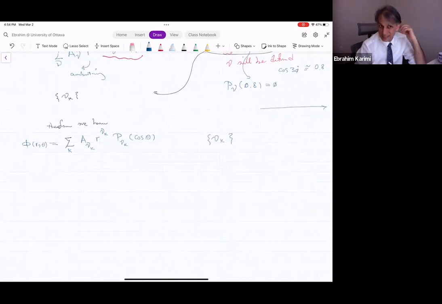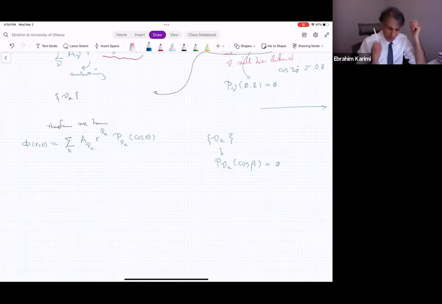And remember, nu k are the set of indices of Legendre functions which give 0 value at cosine of beta. Recall, nu k is an integer, but in general nu k is not an integer. Good. Now, I can also find the electric field. Take the derivative, and you will find the electric field.